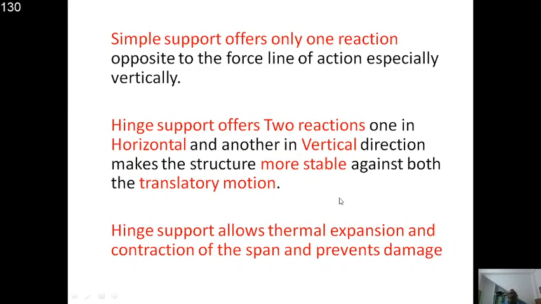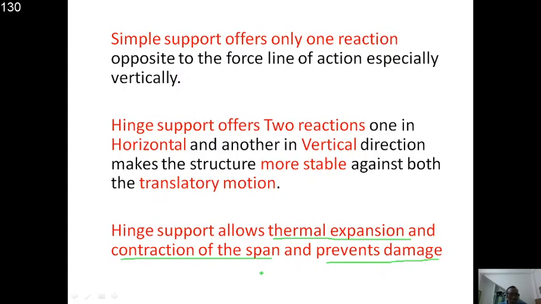Whereas hinge support offers two reactions, one in the horizontal and another in the vertical direction, which makes the structure more stable against both translatory motions. Hinge support allows thermal expansion. So please understand that hinge support allows thermal expansion and contraction of the span and prevents damage.